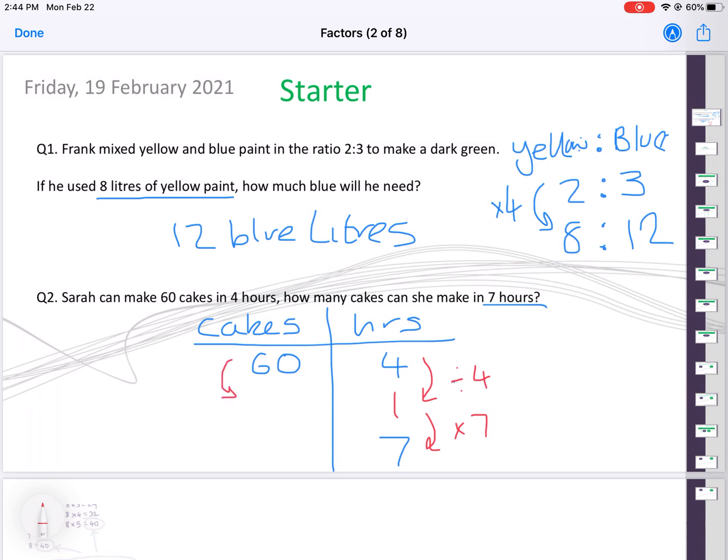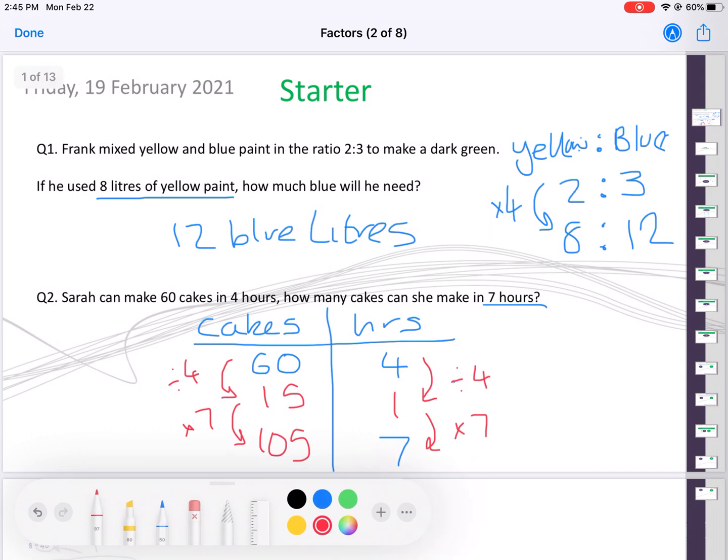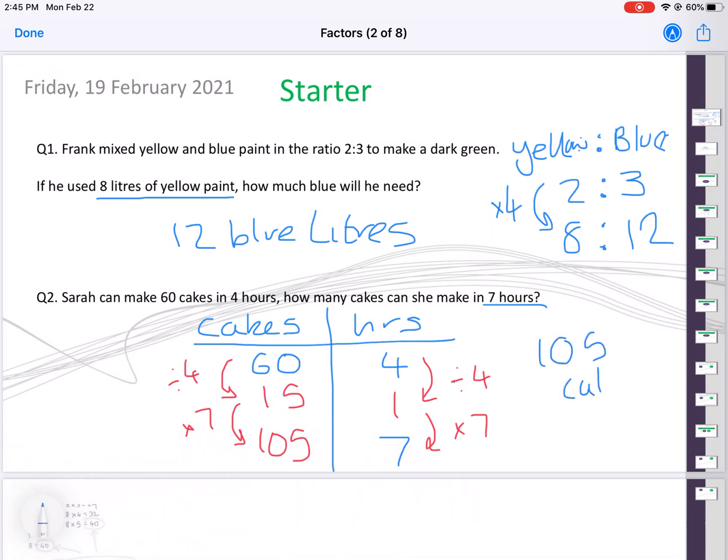The same calculations on the left hand side, sorry. So 60 divided by 4 is 15. 15 times 7 will give us the final answer. So we get 105. So in 7 hours, Sarah can make 105 cakes. Okay, again, that was just a bit from the previous topic, so hopefully you found those questions okay, especially question 1.